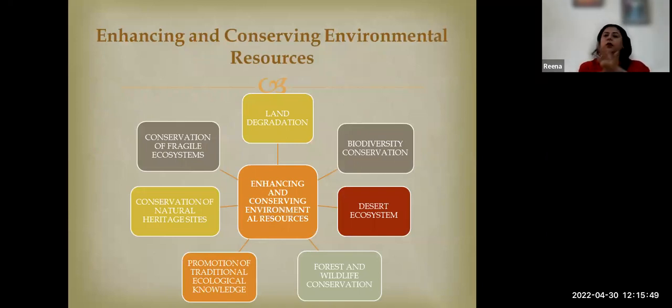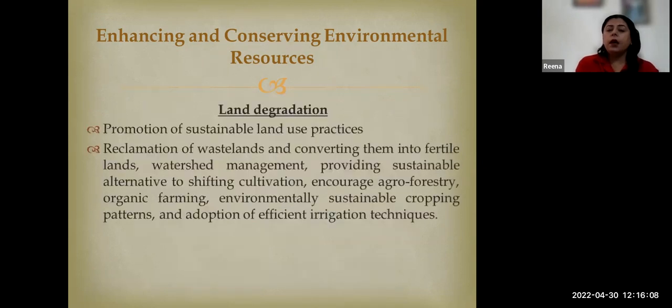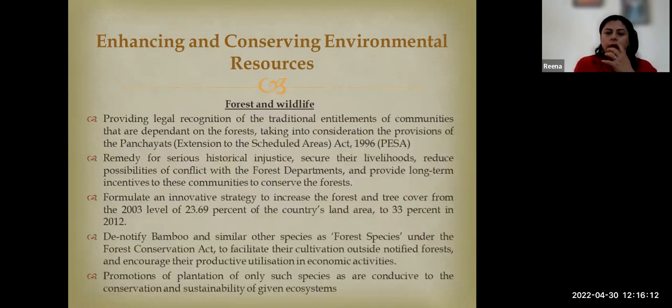Basically, we have seen that we are enhancing and conserving environmental resources in all aspects: biodiversity conservation, conservation of fragile ecosystems, desert ecosystems, and promotion of traditional ecological knowledge. All these aspects are covered, and you can go through them. I have already explained most of them. If you find any point you are not able to understand, because this is all very theoretical, unless you want to understand them in a scientific and technical manner and dedicate a project activity related to that, only then will you be able to appreciate the technical aspects of each of these points.